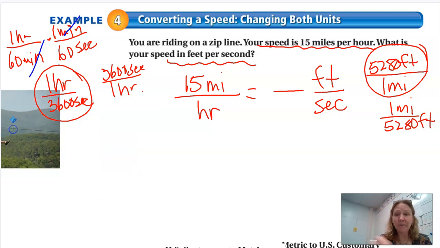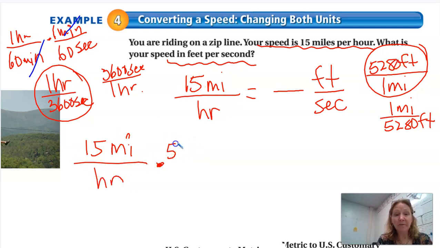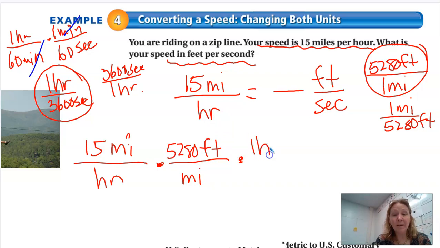I'm going to start with my original number, 15 miles per hour. And I'm going to multiply by this conversion factor, which is 5280 feet per 1 mile. And then I'm going to multiply by my second conversion factor, which is 1 hour is equal to 3,600 seconds. So watch what happens. The miles cancel out, numerator, denominator. The hours cancel out, numerator, denominator.